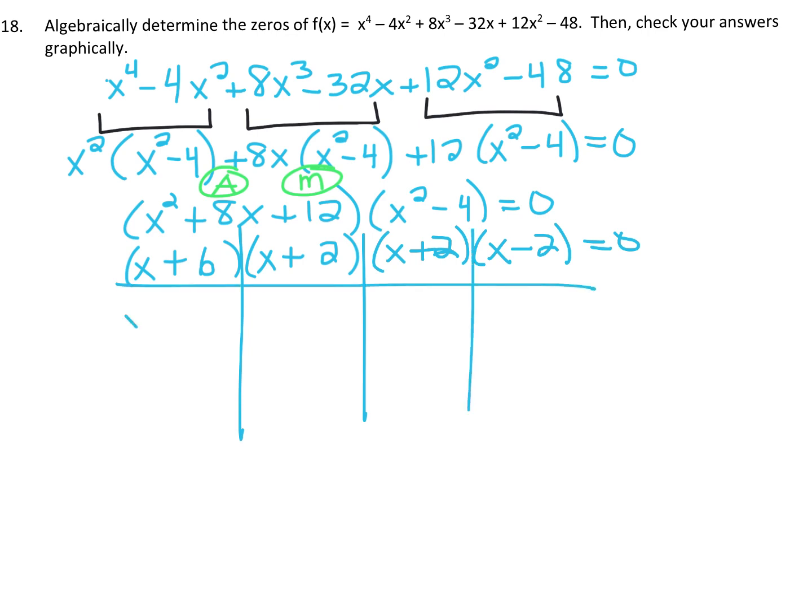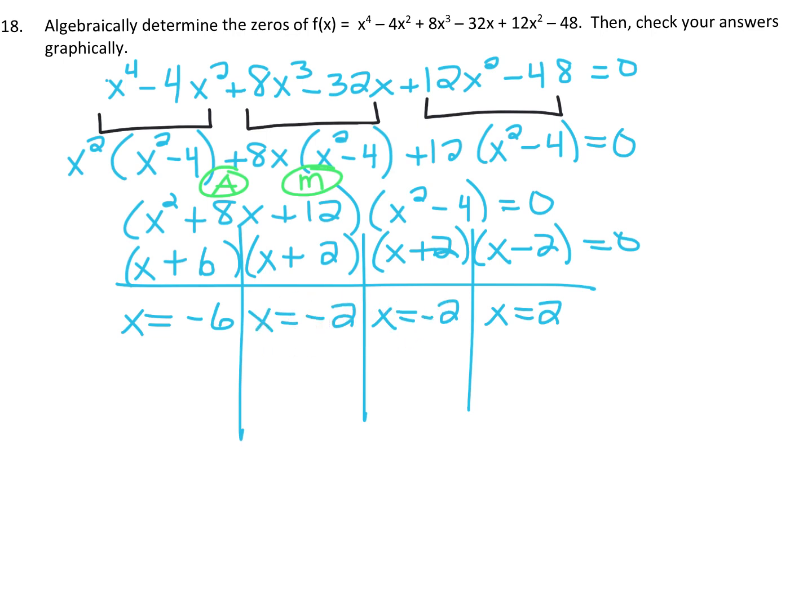Here we get x equals, just reverse the sign, negative 6. Here we get x equals negative 2. Again, just reverse the sign. Here we also get x equals negative 2. If you don't want to write it again, you don't have to. And then here we get x equals 2. So even though this was a 4th degree function, we really just have 3 answers, and the reason that happened is because there is a repetitive answer.